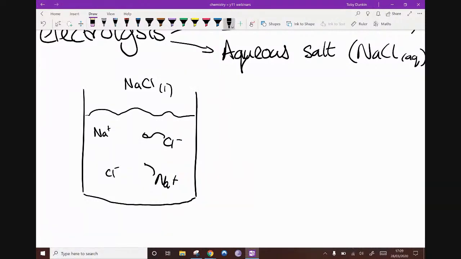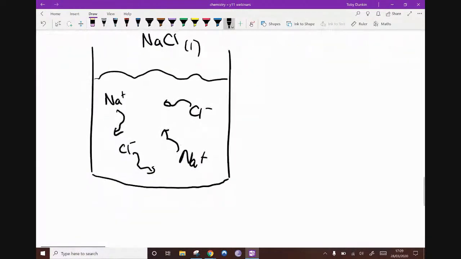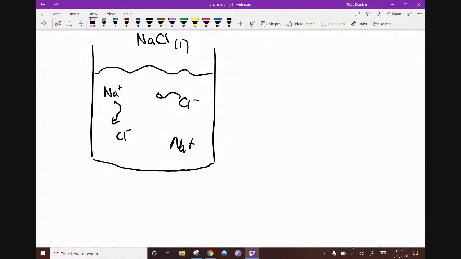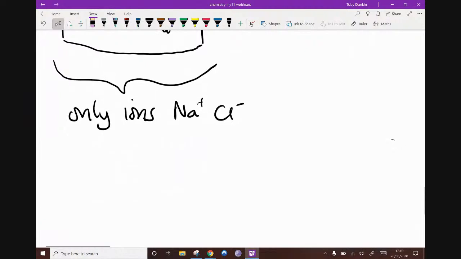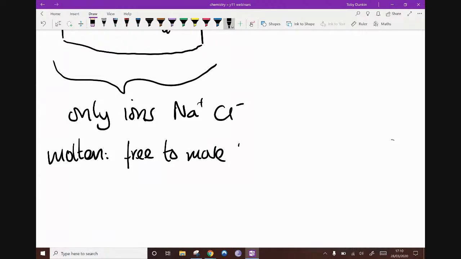The ions are free to move. They can move around. Yeah, it's very hot. But the key thing here is these are the only ions here. Only ions are Na+ and Cl-. And because they're molten, this is the key bit, they are free to move. Free to move to carry charge. That's what I tend to always say. And by the way, that's the explanation for why moltens conduct electricity, if you're wondering.